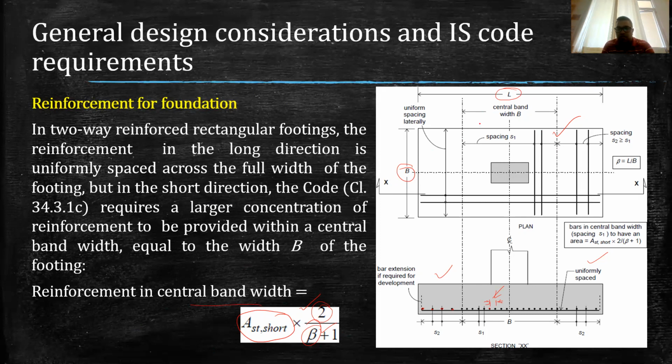And AST along longer and AST along shorter, we can already calculate. After calculating it, we will distribute the longer reinforcement along the two stretches: one in the central band and the second in these edges. First we calculate the reinforcement in the central band by using this formula. Once we get the reinforcement in the central band, we deduct this from AST of the longer span, and the remaining area of steel will be distributed in these edges.